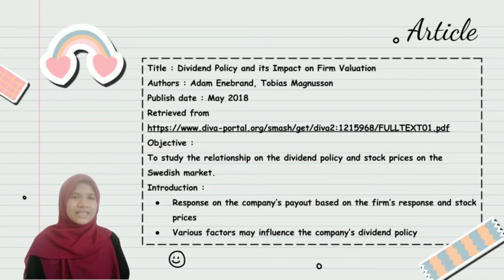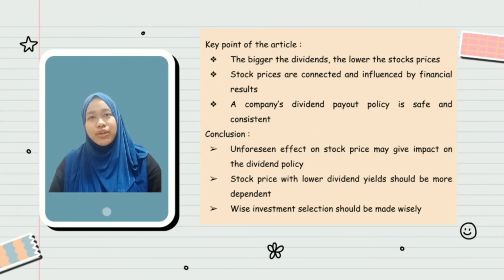For more understanding of the clientele effect, I would like to highlight an article that was published in May 2018, titled Dividend Policy and its Impact on Firm Valuation. This article is written by Adam Brand and Tobias Innocent. The objective is to study the relationship between dividend policy and stock prices on the Swedish market. Based on the relationship, it investigates how the company's payout will change in response to the firm's performance and the stock price. According to the study, various factors such as capital structure, possible stakeholder signaling, and corporate culture about payout may influence the company's dividend policy. A key point of the article is to look into the impact of dividend policy on how stock value reacts to business performance.